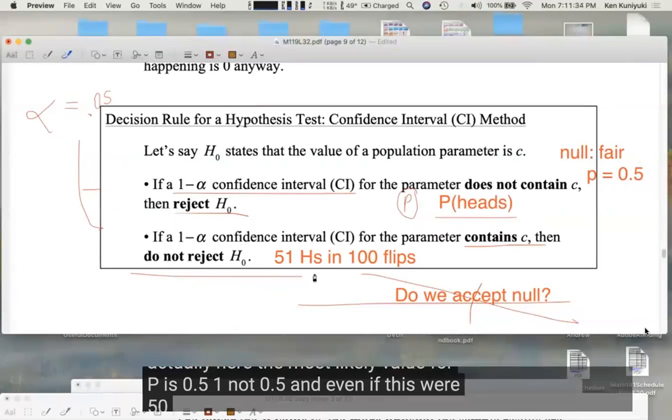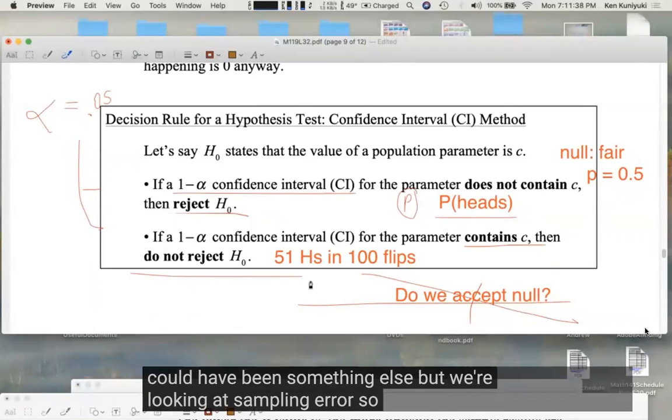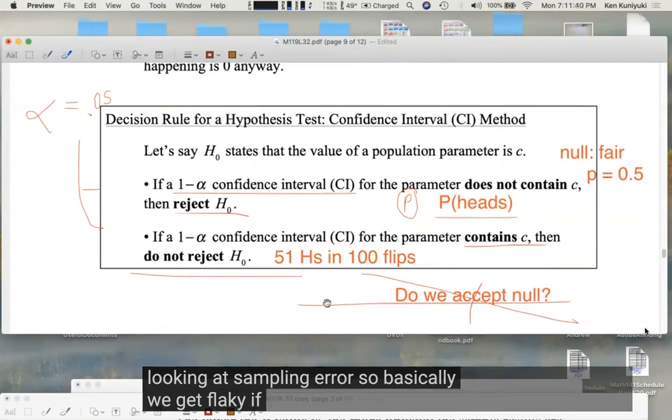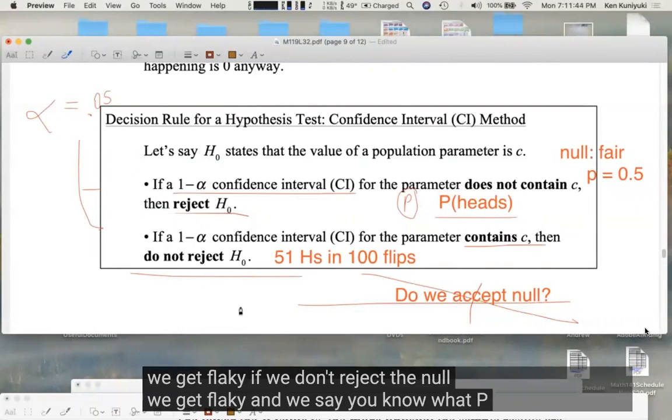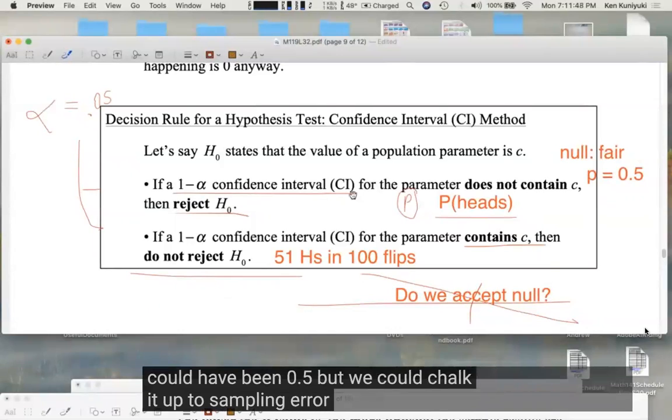And even if this were 50 heads, we could still say it could have been something else, but we're looking at sampling error. So basically, if we don't reject the null, we get flaky, and we say, you know what, P could have been 0.5, but we could chalk it up to sampling error.